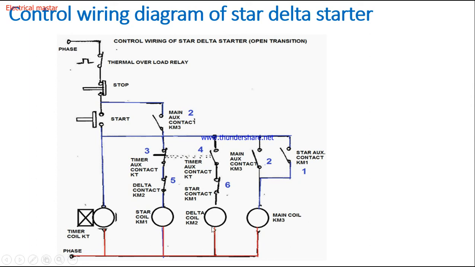So through the star contactor NC, the delta contactor will pick up. Once the delta contactor picks up, and the main contactor is already in the line, the motor will run with the main contactor and the delta contactor until we press the stop push button or an overload happens. The motor keeps running at full speed, and full voltage is applied across the motor terminals. Like this, the star delta starter works. Clear?